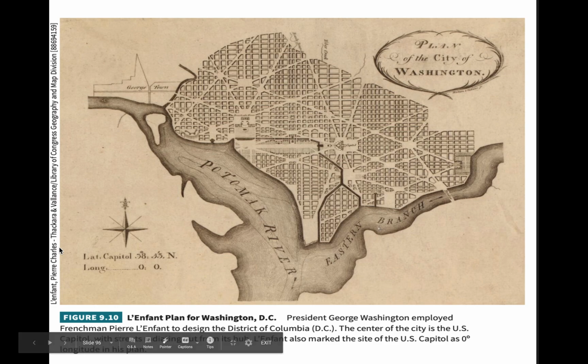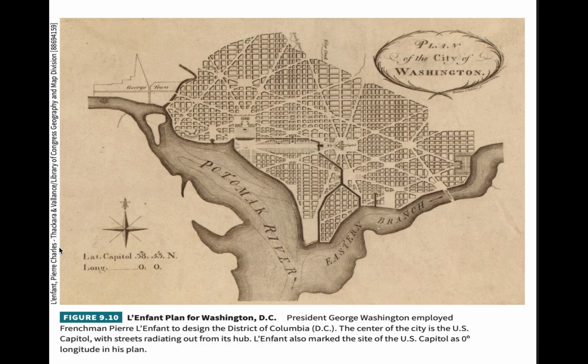Here's a look at Washington, D.C. We can see that the long lot system was in place for some of the structures in Washington, D.C., where you look at linear developments along the Potomac River.